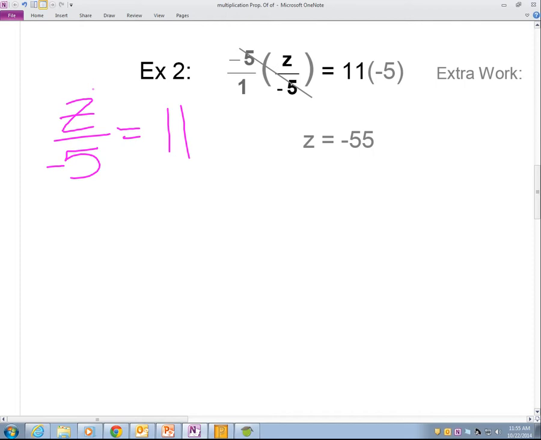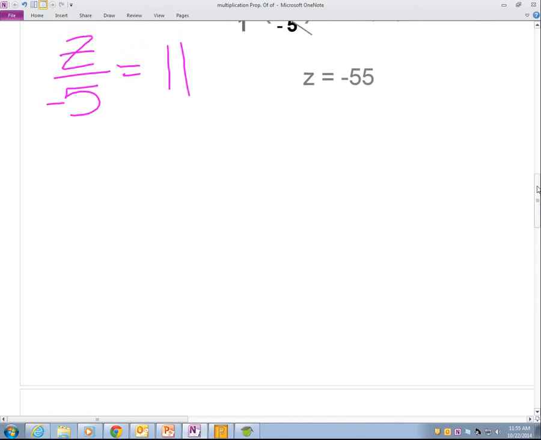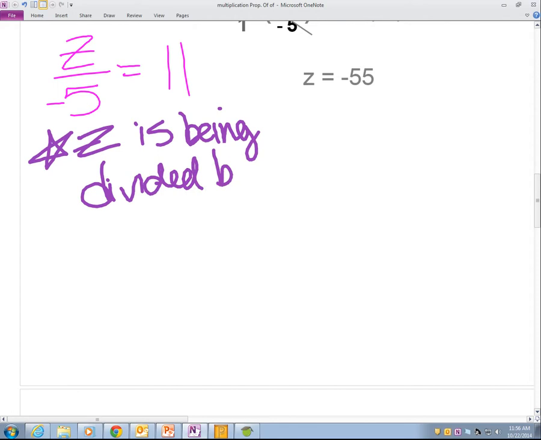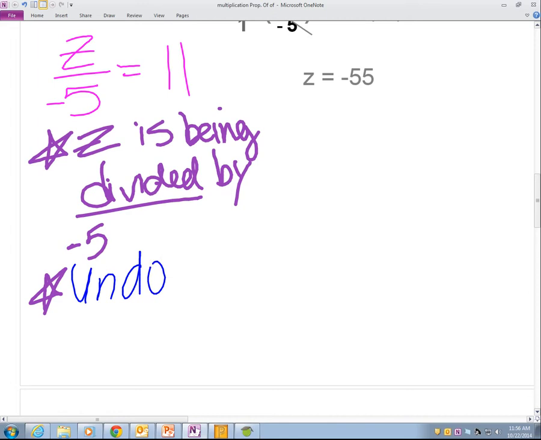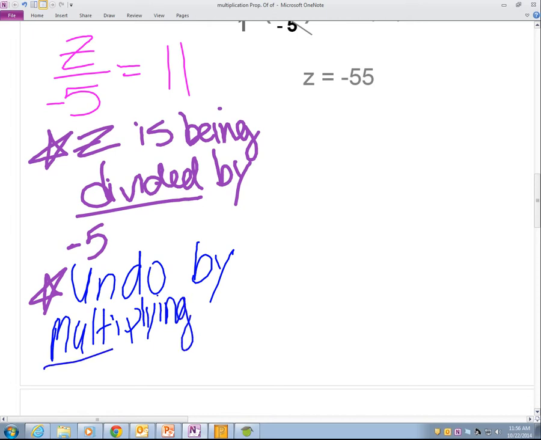Okay. All right. So what's happening to z? What's happening to good old Zachary? What's happening, Chloe? What's happening to z? Z is being divided by negative 5. So we are going to undo it by doing what? Will? Yes. Close. You want to try that again? Yeah. We're going to undo by multiplying by 5.